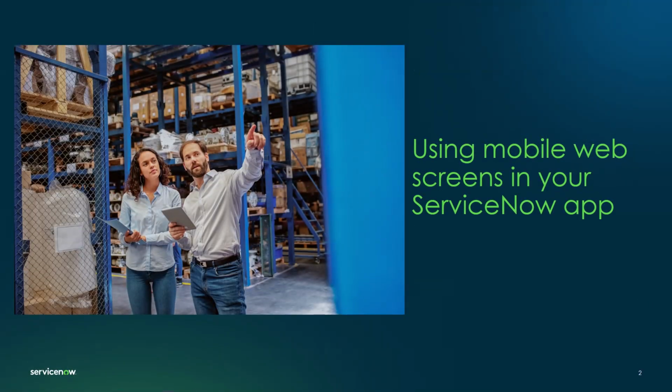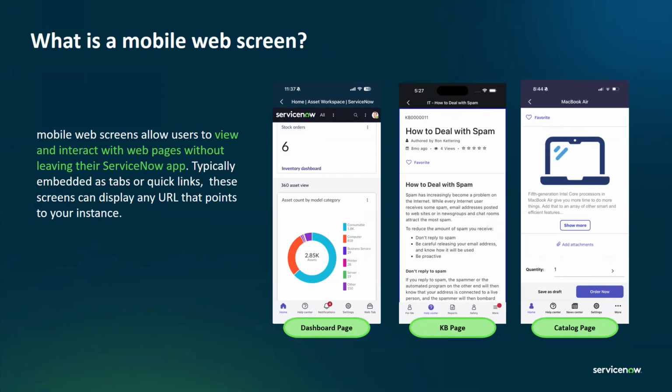Discover how to use mobile web screens in your ServiceNow app to enhance user experience. Mobile web screens let users view and interact with web pages without leaving their ServiceNow app. Typically embedded as tabs or quick links, these screens can display any URL pointing to your instance. Common use cases for mobile web screens include embedding dashboard pages, KB pages, and catalog pages.